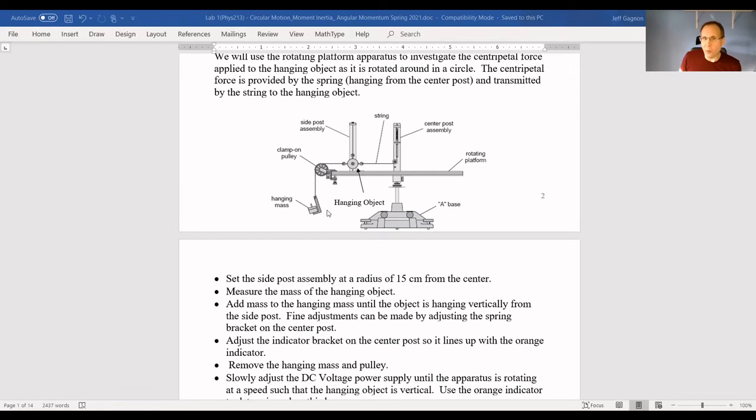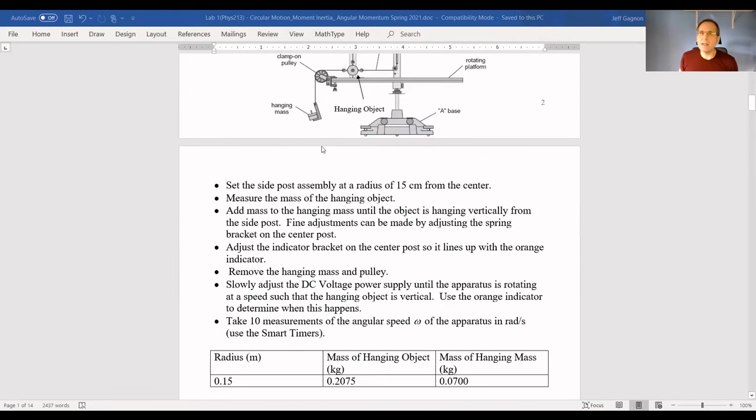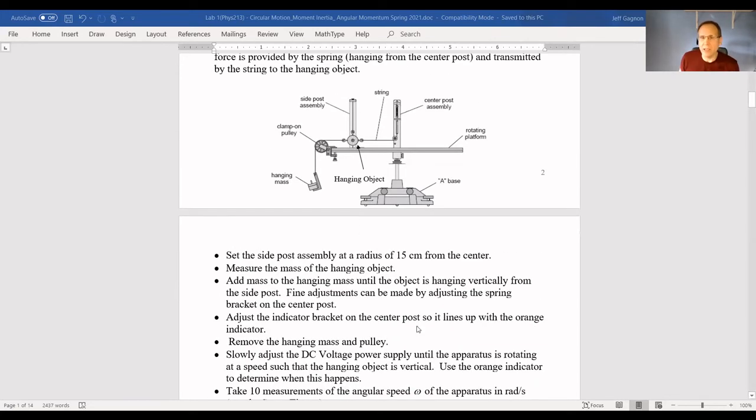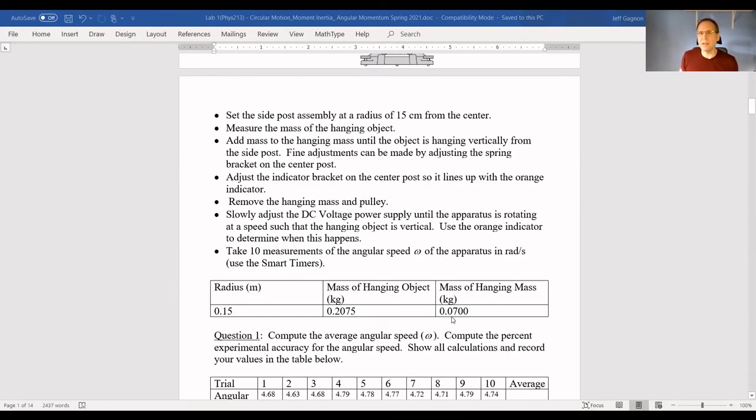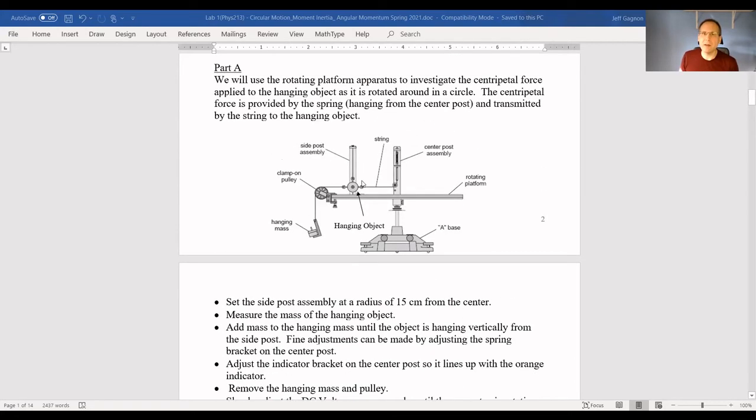So ultimately, the weight of the hanging mass is going to be your centripetal force here. It's sort of our estimate of the centripetal force experimentally. All I did was put on a particular mass there such that this was hanging vertically. That's given in the table here: 0.0700 kilograms. Later you're going to have to calculate the experimental centripetal force, but that's simply going to be this mass times g, times 9.8.